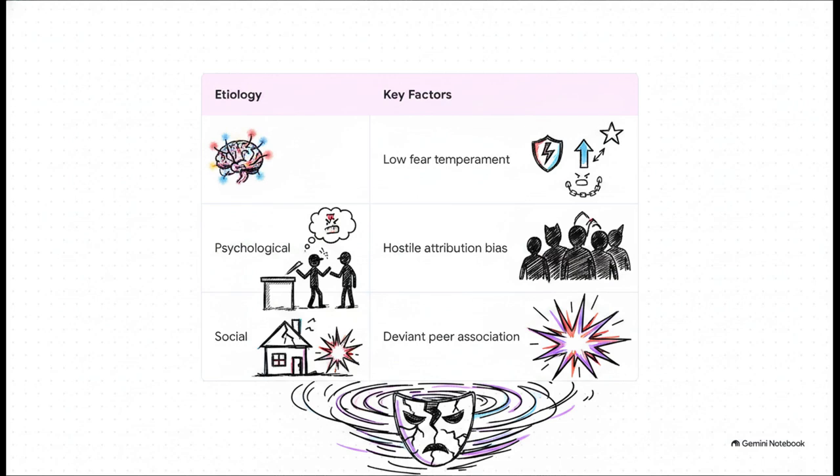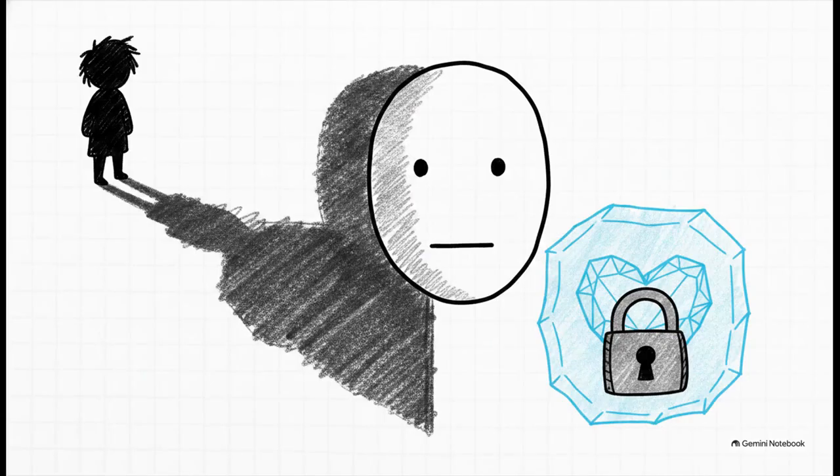Combine that bias with biological temperaments of low fear and high reward sensitivity, plus social factors like harsh discipline or community violence, and you've got a perfect storm for severe behavioral disruptions. We also really need to watch out for high-risk specifiers.